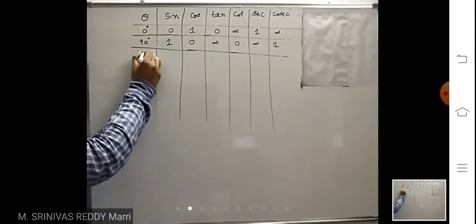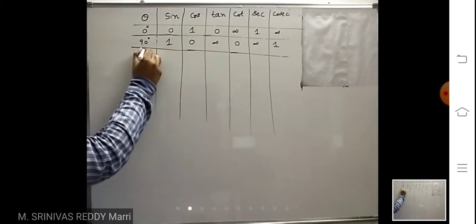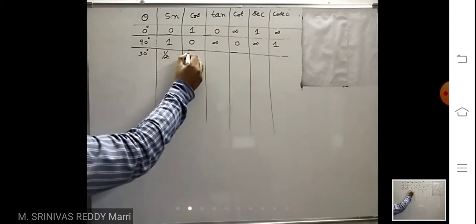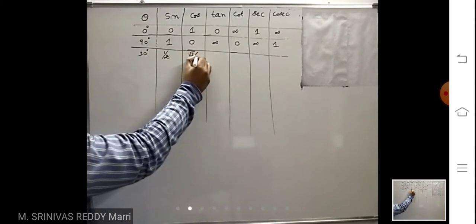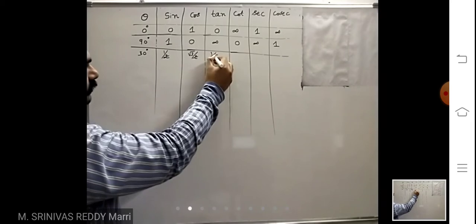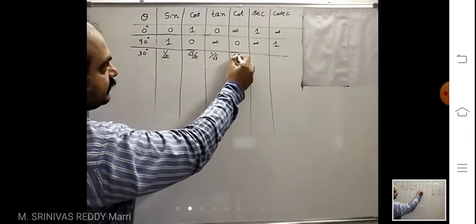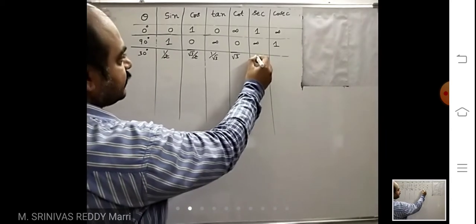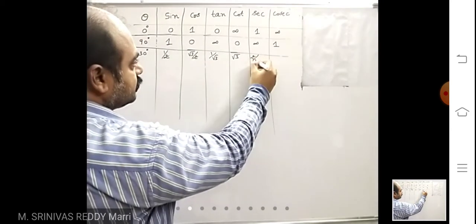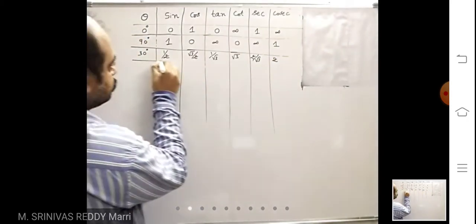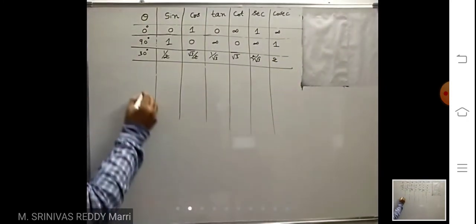Next is 30 degree. Sine 30 degree is 1 by 2. Cos 30 degree is root 3 by 2. Tan 30 degrees is 1 by root 3, cot 30 degrees is root 3. Secant 30 degree means 1 by cos, 2 by root 3, and cosecant is 2. So this is for 30 degree.